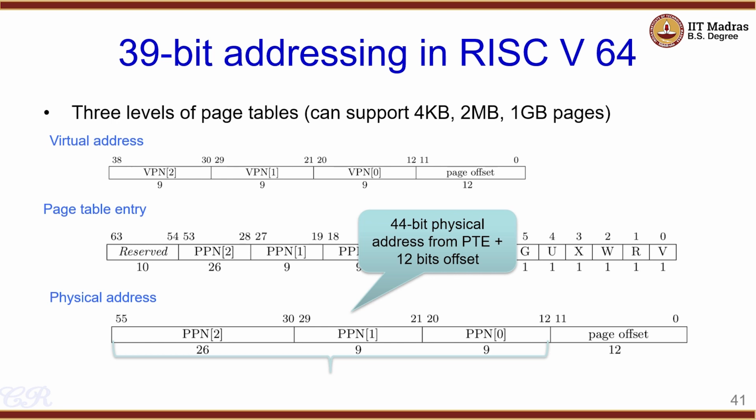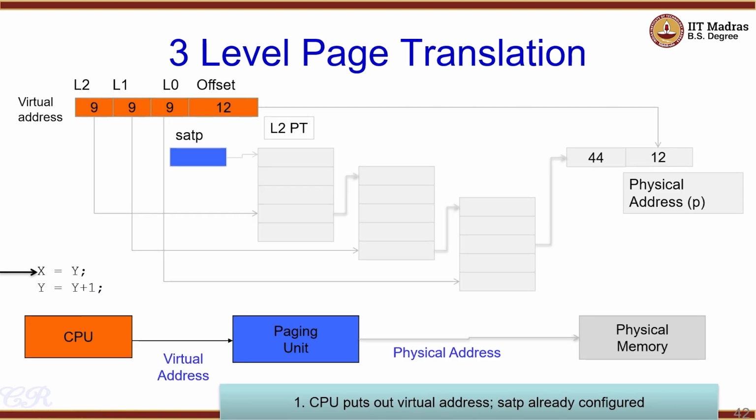So yeah, the physical address is quite simple. We have 44 bits of physical page numbers, that is PPN0, PPN1 and PPN2, plus the 12 bits of a page offset. So this is fairly simple, right.